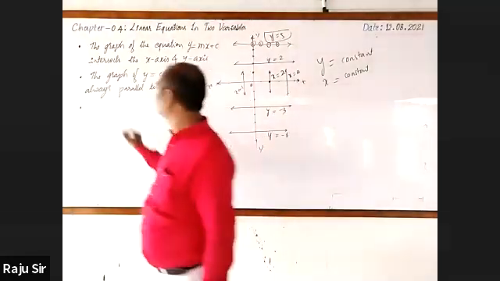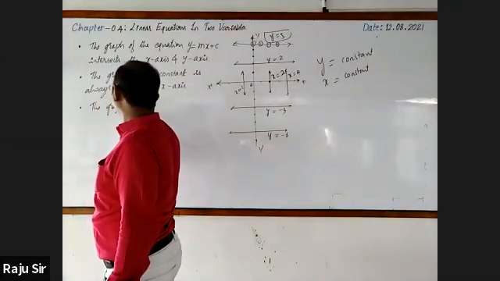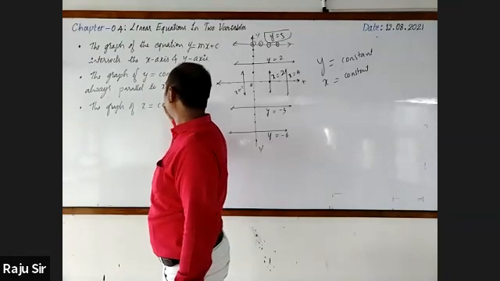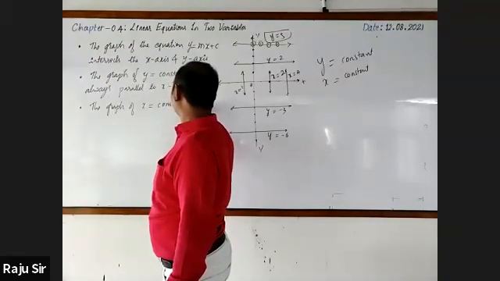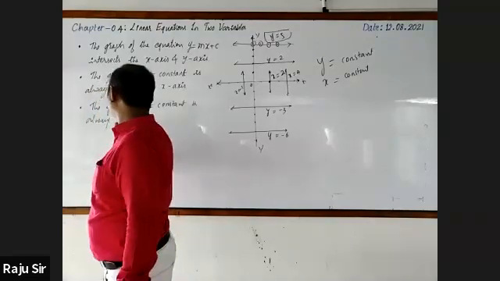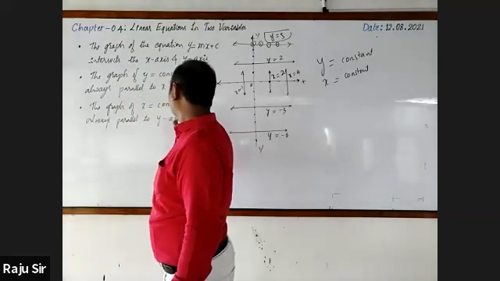Sixth point. The graph of x equal to constant is always parallel to the y-axis.